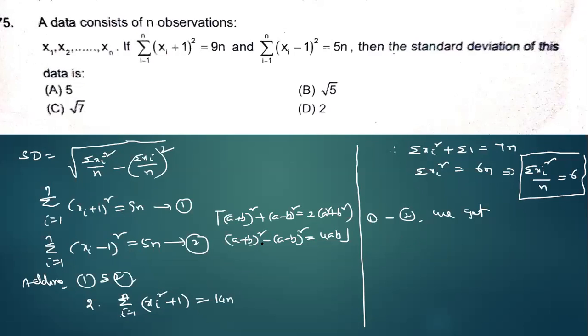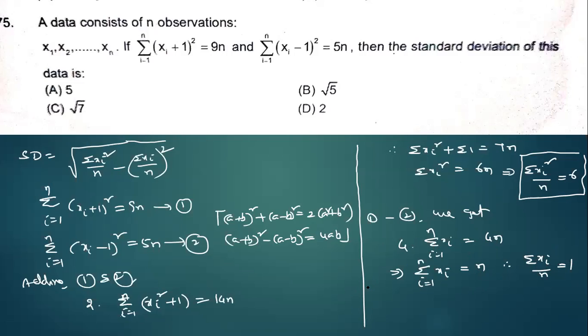(a plus b) whole square minus (a minus b) whole square, what is the result? 4ab, that means 4 into sigma xi into 1. The right hand side, 9n minus 5n, is how much? That is 4n. So divide by 4. Sigma i running from 1 to n, sigma xi is equal to n. Therefore, sigma xi by n is how much? 1. That means this is the average.